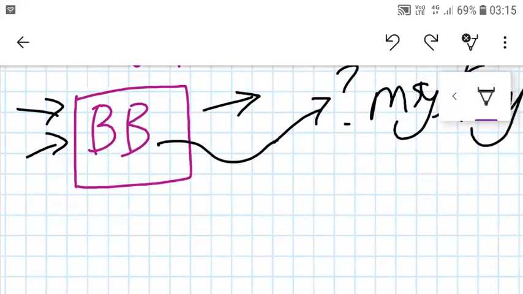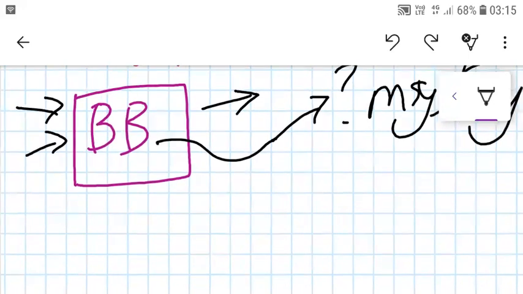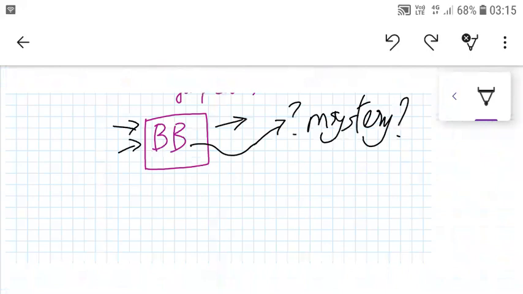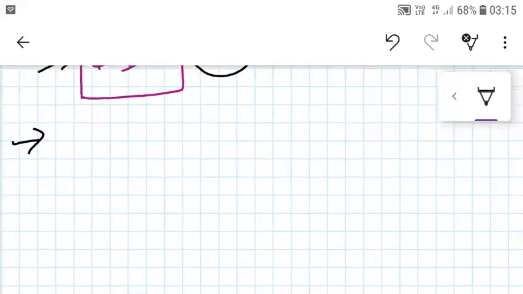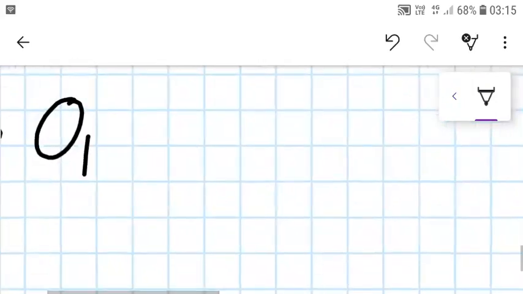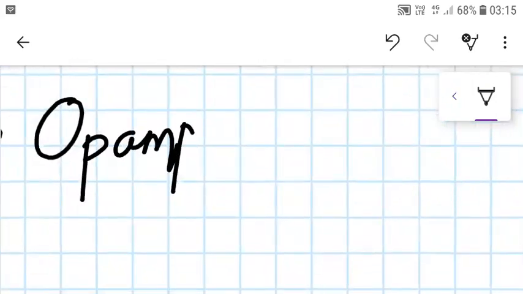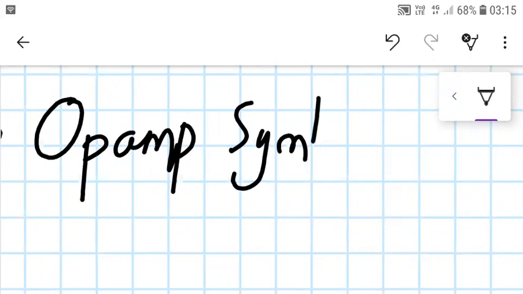Okay, so let us move on to the next topic now. We'll go to the Opamp symbol.